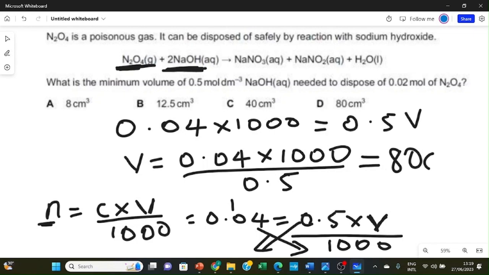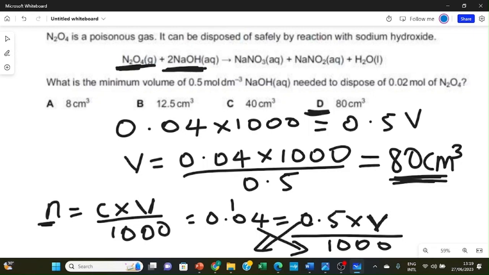80 cm cube. So the minimum volume of 0.5 moles per dm³ sodium hydroxide needed to dispose of 0.02 mole of N2O4 is 80 cm cube. So the answer is D. It's as simple as ABC. All you need to do is apply the formula, get the quantities you are given, then calculate what you're asked to calculate.